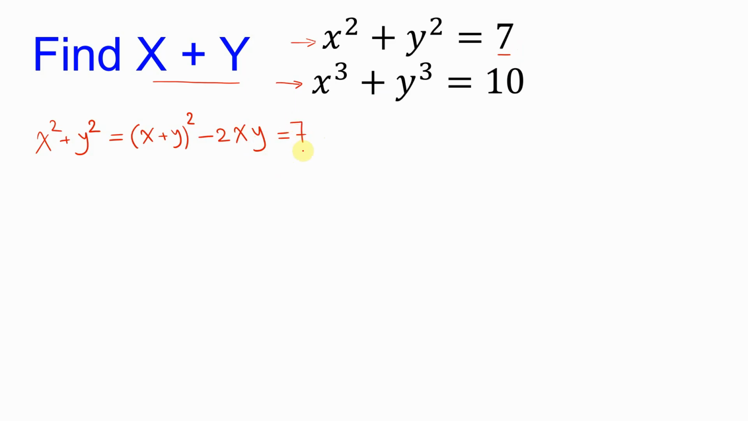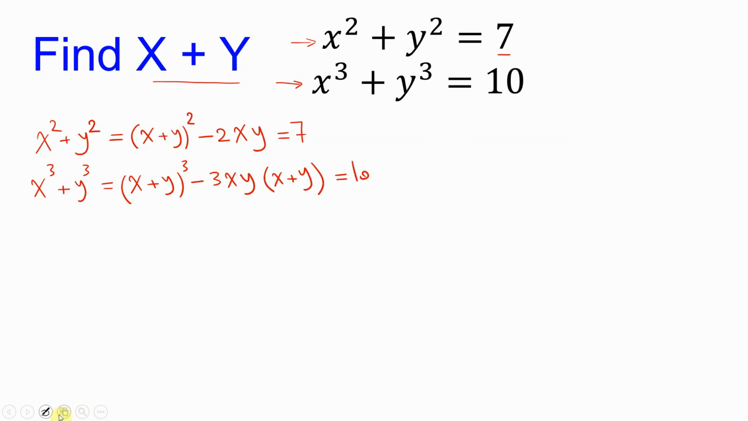Okay, here is our first equation. And how about the second one? Of course, we can write x cubed plus y cubed as (x plus y) to the power of 3 minus 3 times xy times (x plus y), which is equal to 10.